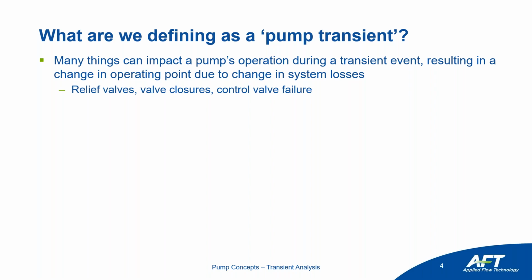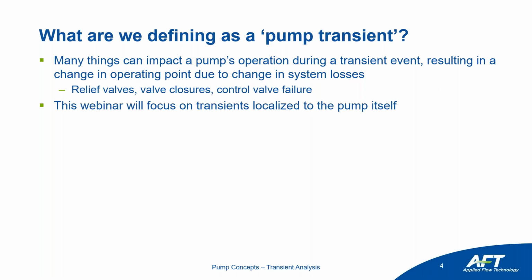You may see a higher flow rate. You could have a valve closure where you gradually close it, approaching deadhead on the pump. Or you could have something like a control valve failure, where if you have a flow control valve and that component breaks, how would your pump react to that system? So all those things could be considered pump transients, but for the scope of this particular webinar, we're going to focus on transients that are localized to the pump itself, where the pump is really the most significant transient event and kind of the initiating transient event as well.